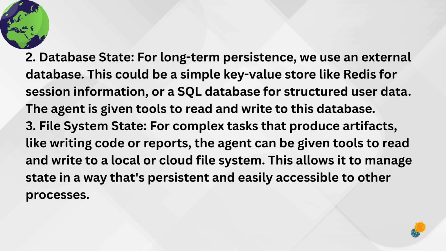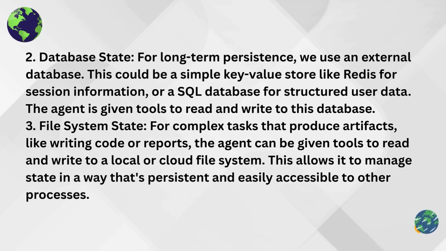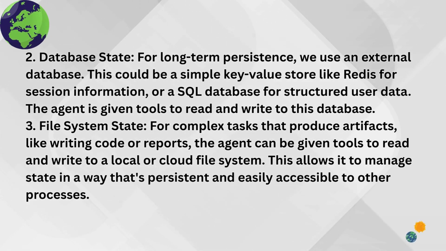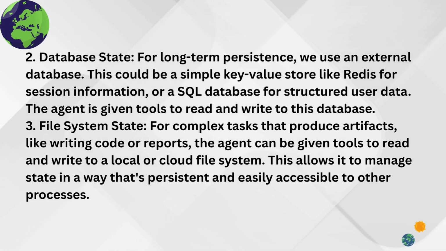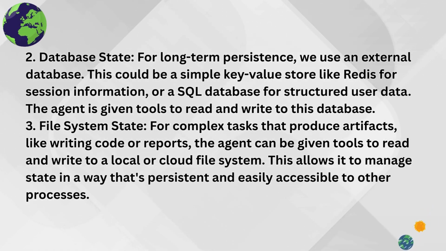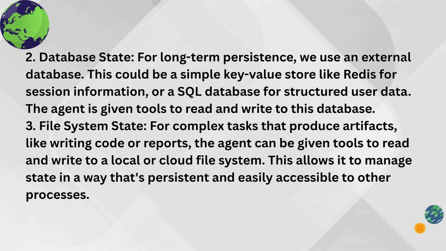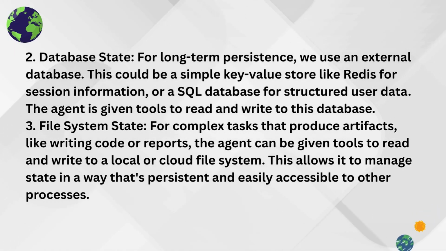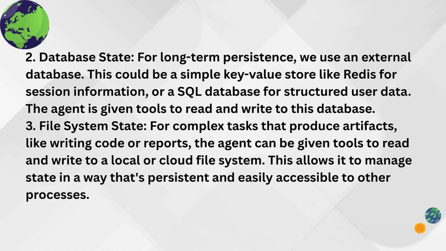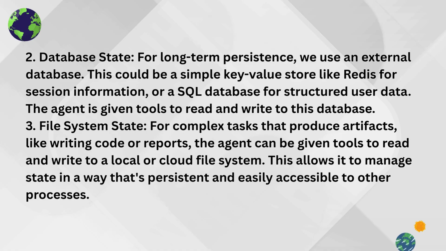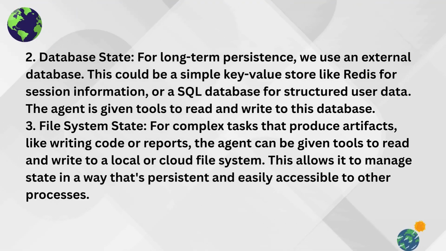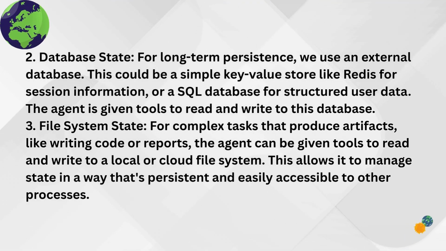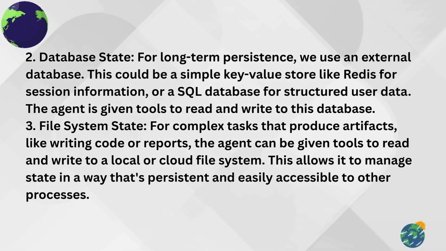Two, database state. For long-term persistence, we use an external database. This could be a simple key-value store like Redis for session information or a SQL database for structured user data. The agent is given tools to read and write to this database. Three, file system state. For complex tasks that produce artifacts, like writing code or reports, the agent can be given tools to read and write to a local or cloud file system. This allows it to manage state in a way that's persistent and easily accessible to other processes.